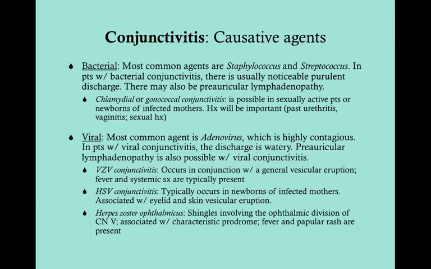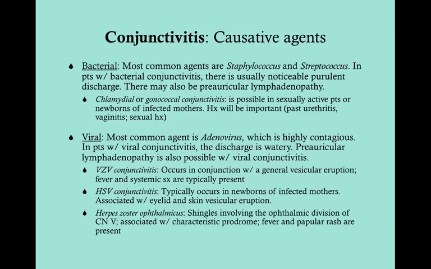Some of the causative agents. So we're talking here bacterial, but not chlamydial or gonococcal. The most common agents of bacterial conjunctivitis are staph and strep. And so in these patients, there's usually a noticeably purulent discharge. A lot of times there's often preauricular lymphadenopathy, but it's really important that when a patient has purulent discharge of the eyes, which usually means bacterial conjunctivitis, as long as there's no eye pain and there's no change in visual acuity.